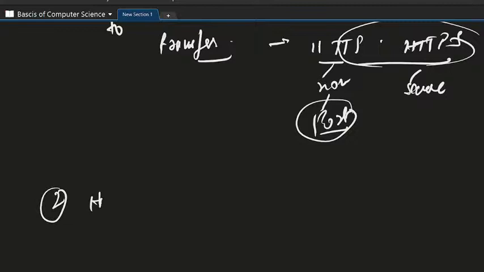Now talking about the hub or switch. So what is a switch basically? Before moving to the switch, one more point is left. Let us discuss it.